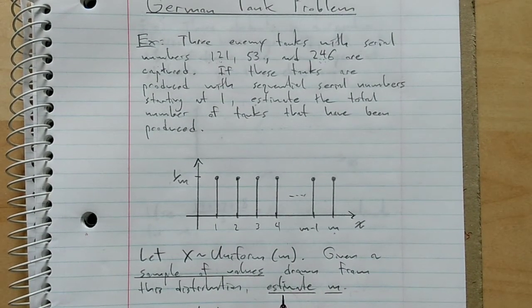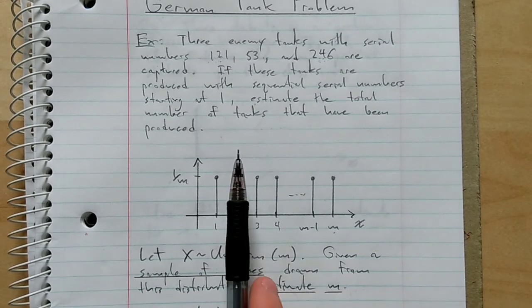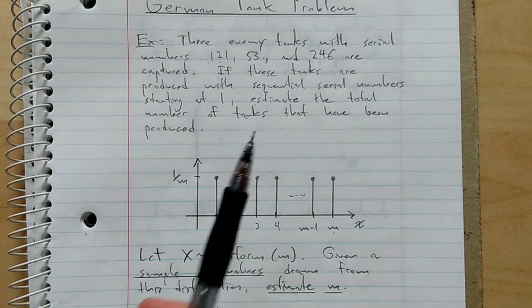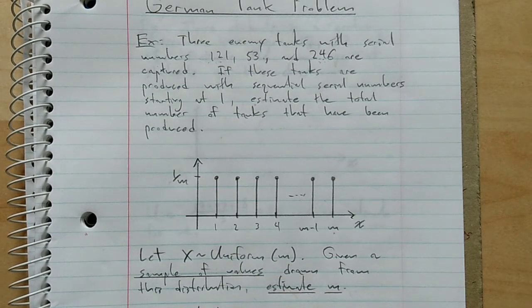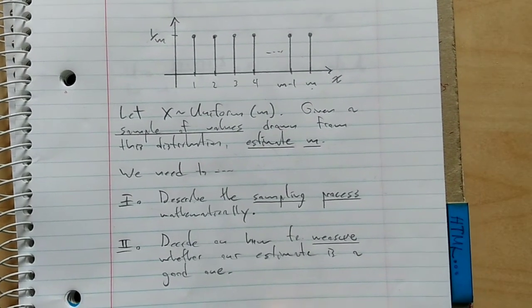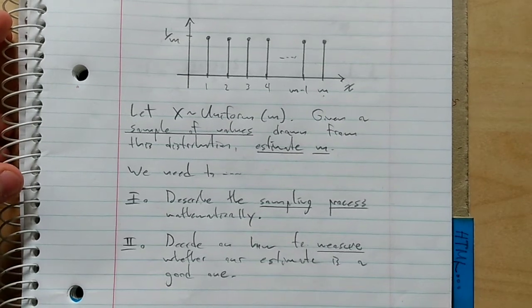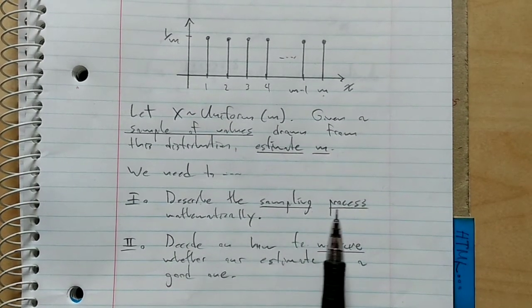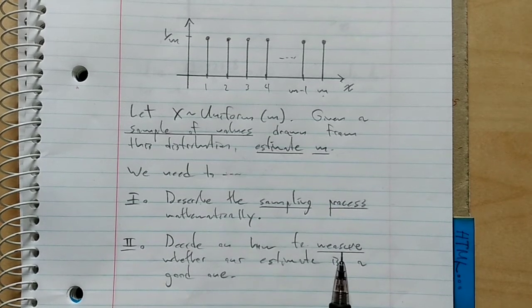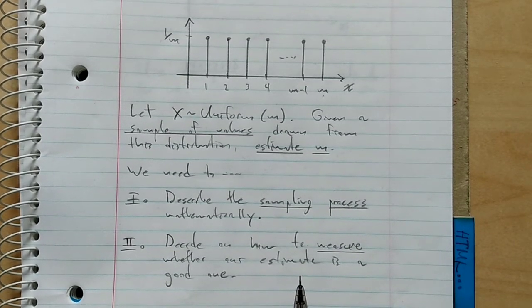So I have to come up with a way to convince myself that the method I used to come up with my estimate is a reasonable method without actually knowing the value that I'm trying to estimate, because otherwise I wouldn't have to estimate it. So those are the two things we need to do. Thing number one, describe the sampling process mathematically. Thing number two, decide on how to measure whether our estimate is a good one.